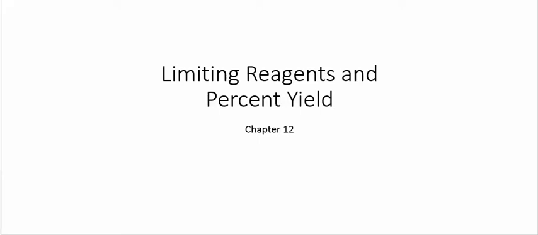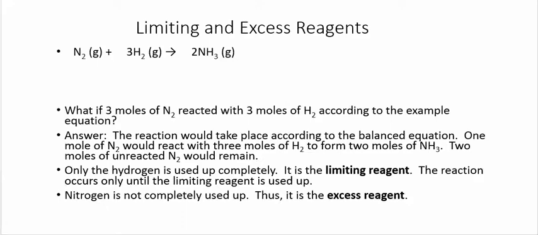Limiting reagents and percent yield. Let's say we have this balanced chemical equation, and what would happen if we had 3 moles of N2 react with 3 moles of H2, according to that balanced chemical equation? Well, in the chemical equation, it's 1 mole of N2 for every 3 moles of H2.